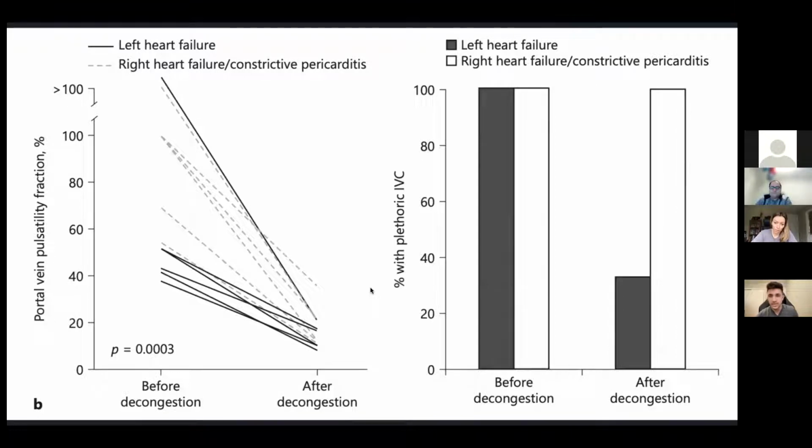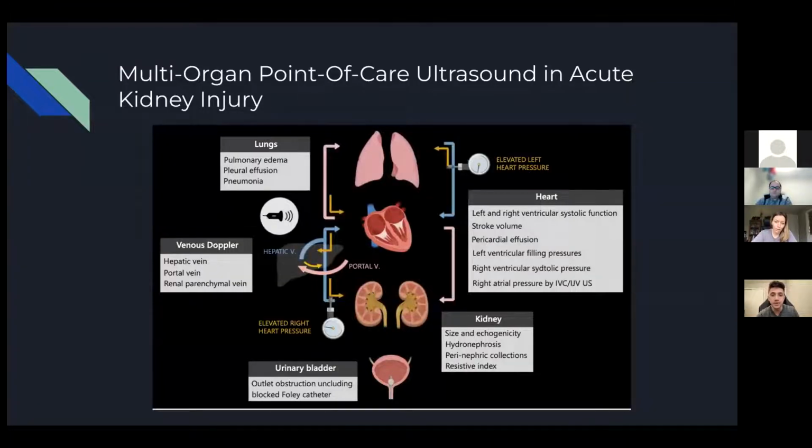And so where do we stand today? Well, VExUS is being implemented even more so. This is a recent paper by a team of nephrologists that looked at the fact that when we have an AKI, we can do so much with the ultrasound, looking at the heart, the lungs, the kidneys themselves, but also now incorporating this idea of looking at the venous Doppler system.